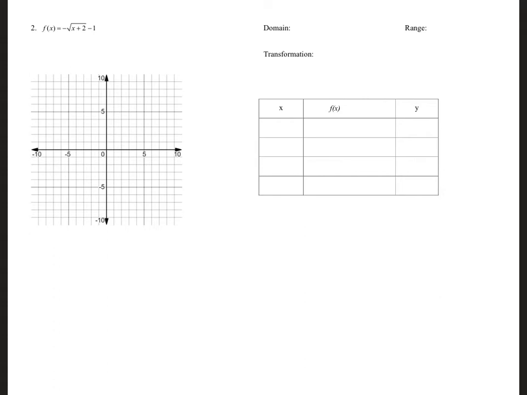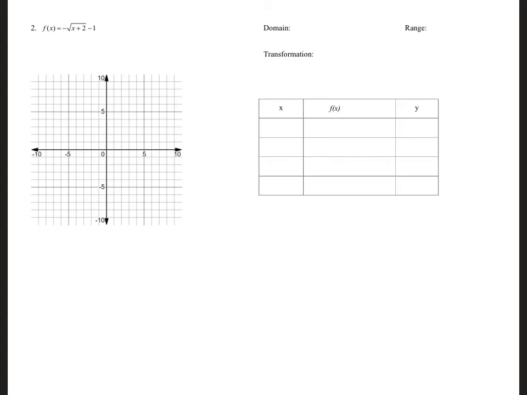Okay, the next one we have is negative square root of x plus 2, minus 1. So to do this one, again, we find convenient values for which we can get the square root. So we are going to find any x value which, when we add 2 to it, becomes a perfect square.